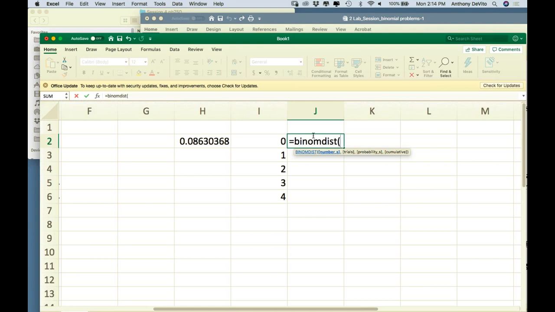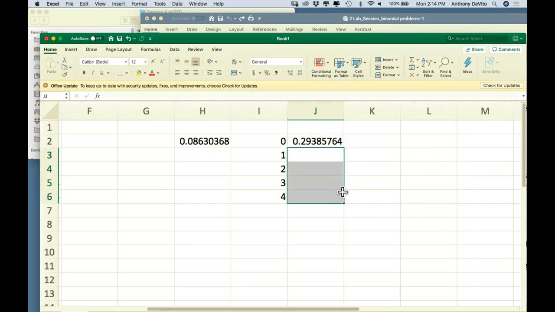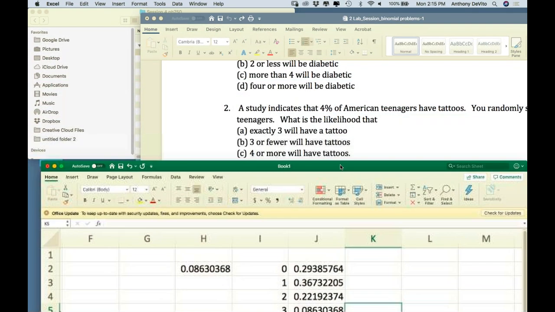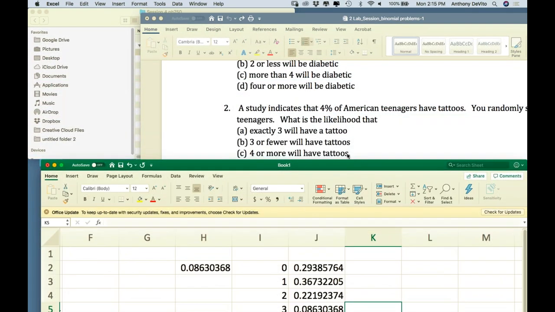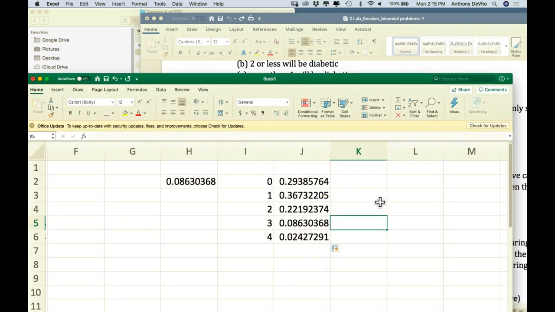BINOM.DIST, parentheses, and it's going to be the number of successes, which is the number here, comma, 30 trials, comma, 0.04, comma, and I'm going to say false, because I want the probability of each individual outcome. Among the most likely would be 0 out of 30, right? I think 1 out of 30 is going to be a bit more likely. But we'll copy this down. It'll use 1, 2, 3, or 4 alongside there for each one of them. Yeah, 1 is the most likely outcome. Notice that hump and then it goes down on either side of that. Okay, so the probability of exactly 3 tattoos we saw was 0.086. 3 or fewer is going to be the sum of these numbers.